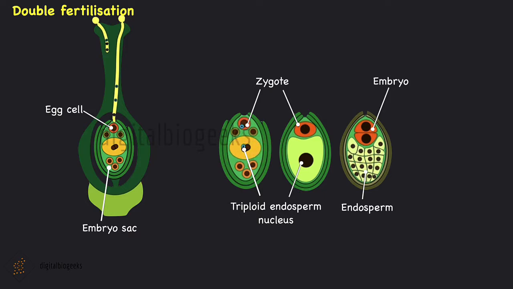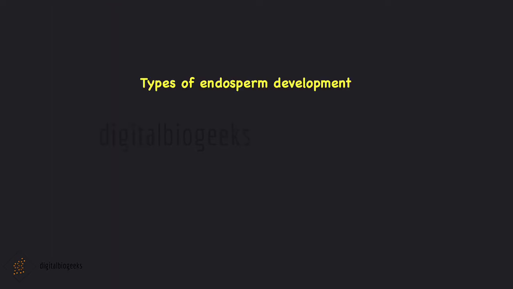Hence, two fusions happened in the embryo sac and it is called double fertilization. The primary endosperm nucleus develops into the endosperm. This is the primary endosperm nucleus. It develops into the endosperm. And the zygote develops into the embryo. The endosperm plays an important role in supporting the growth of the embryo by supplying nutrients and it protects the embryo as well. Let's learn about the events that happen after double fertilization.